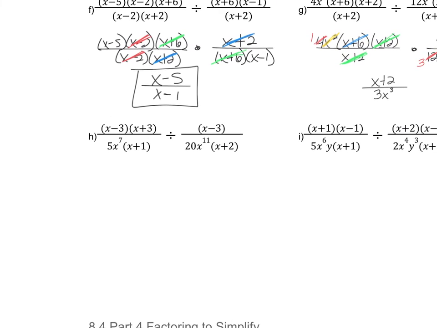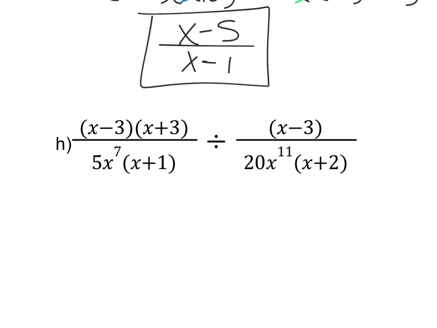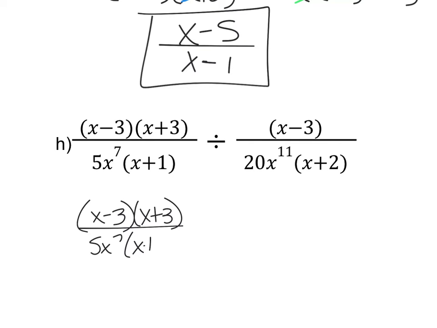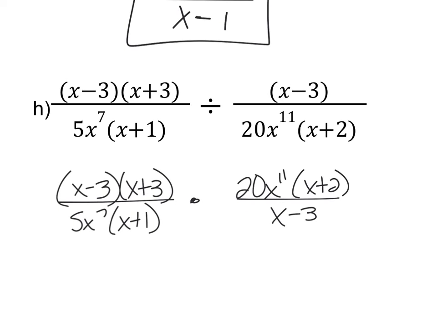Okay, 2 more. So we have, let's keep it, x minus 3 times x plus 3 over 5x to the 7th times x plus 1, times, flip it. All right, I know I'm going kind of fast, so pause it if you need to.